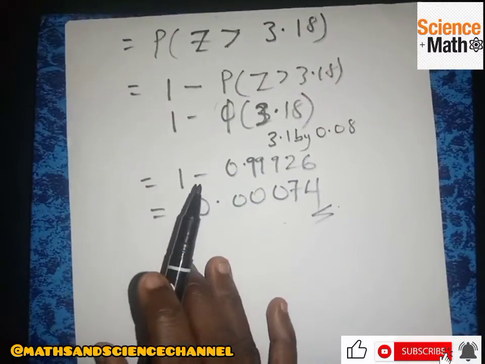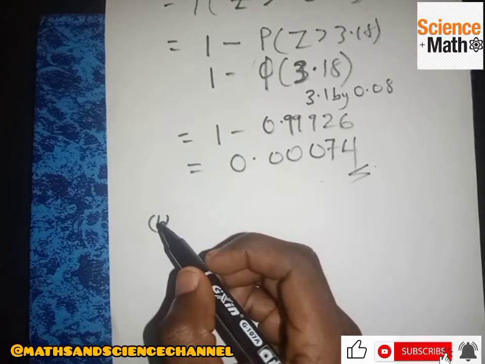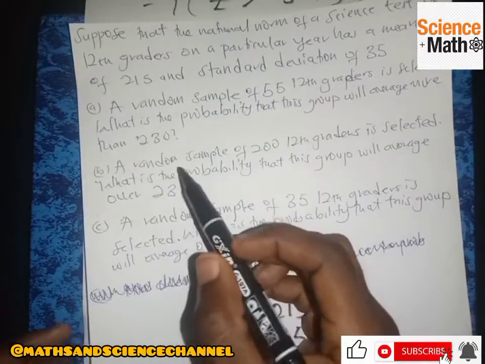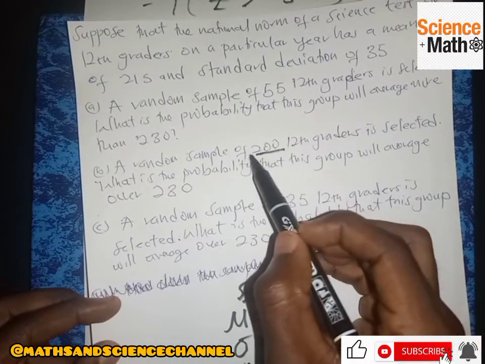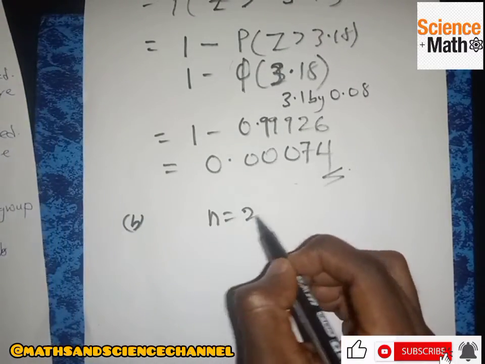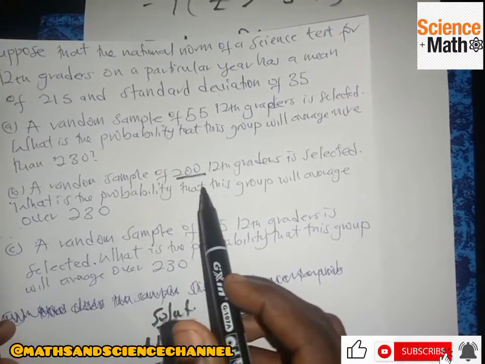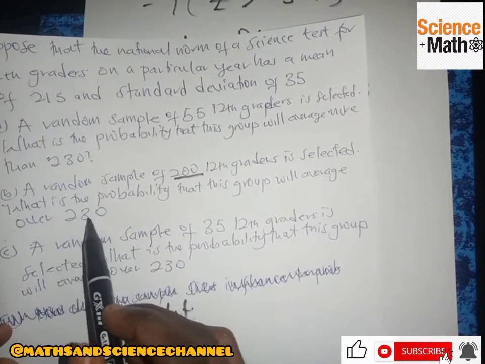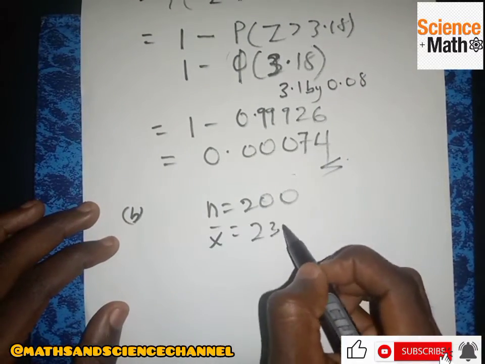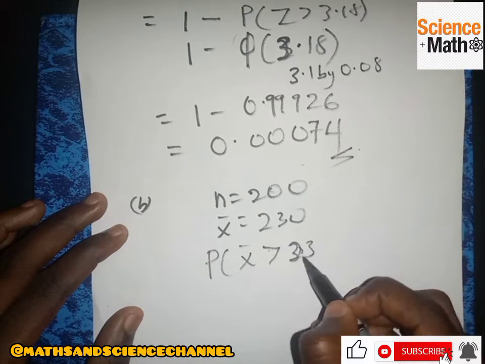Now let's look at the B part of the question. It says that a random sample of 200 12th graders is selected. So in this case we are given the number of samples to be 200, and then it went on to say, what is the probability that this group will average over 230 again? So we are given this to be 230, and we are finding the probability that the sample mean is also greater than 230.